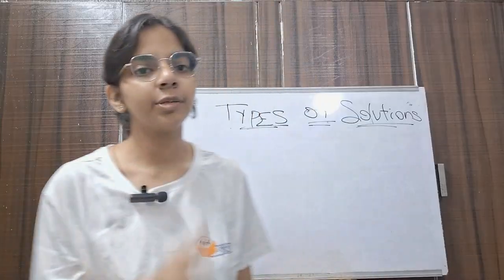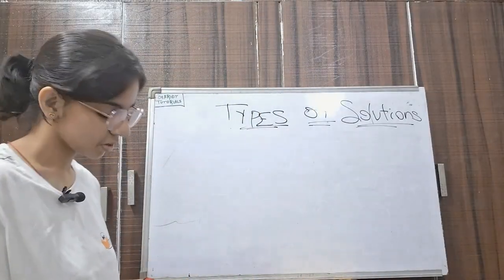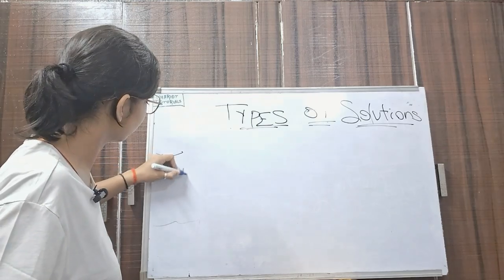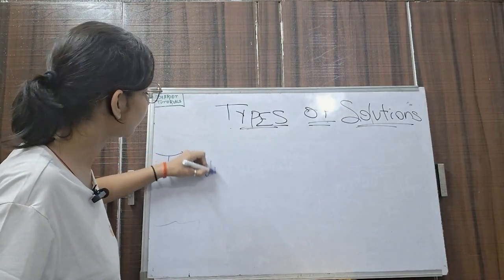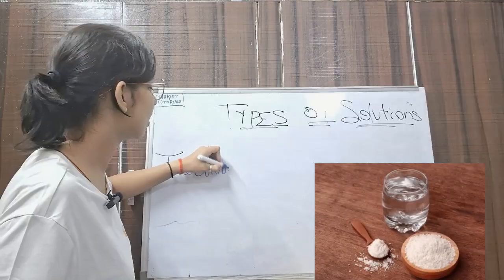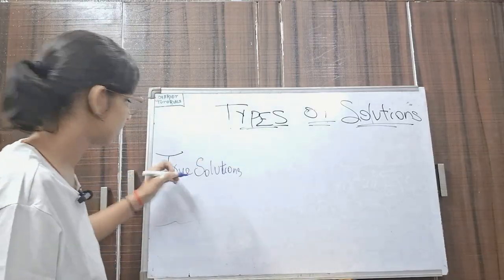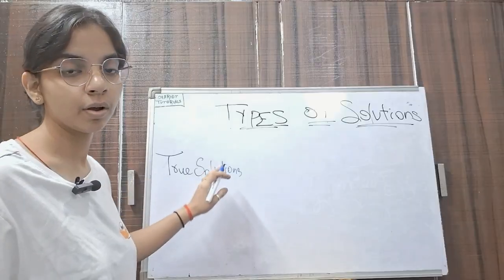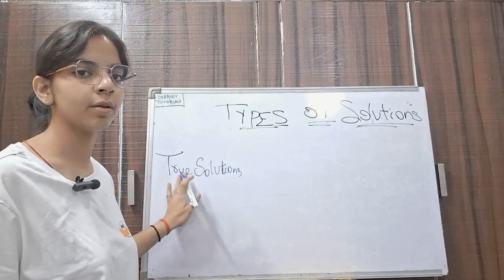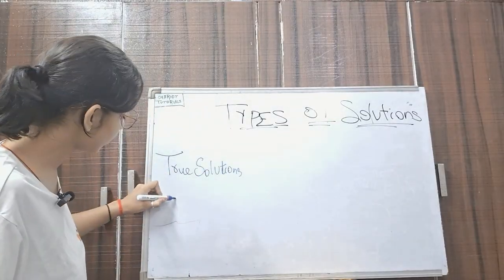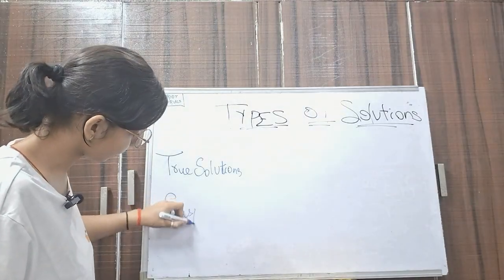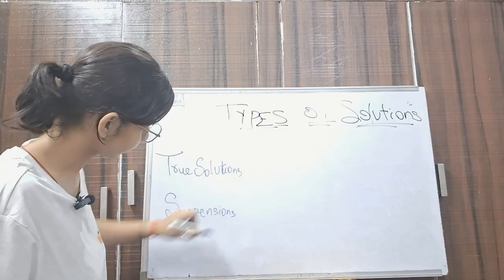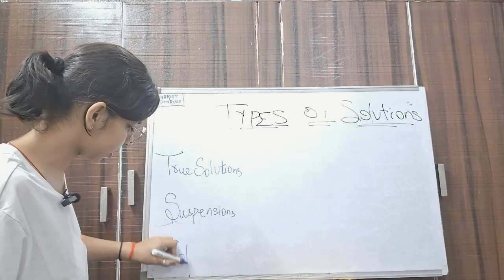So, the three types of solution, as you already know, are true solutions. Can you get any idea of true solution from the name as it suggests? Its name is very simple. Most of the properties are understandable through its name only. Then the second is our suspension. The third is the colloids.